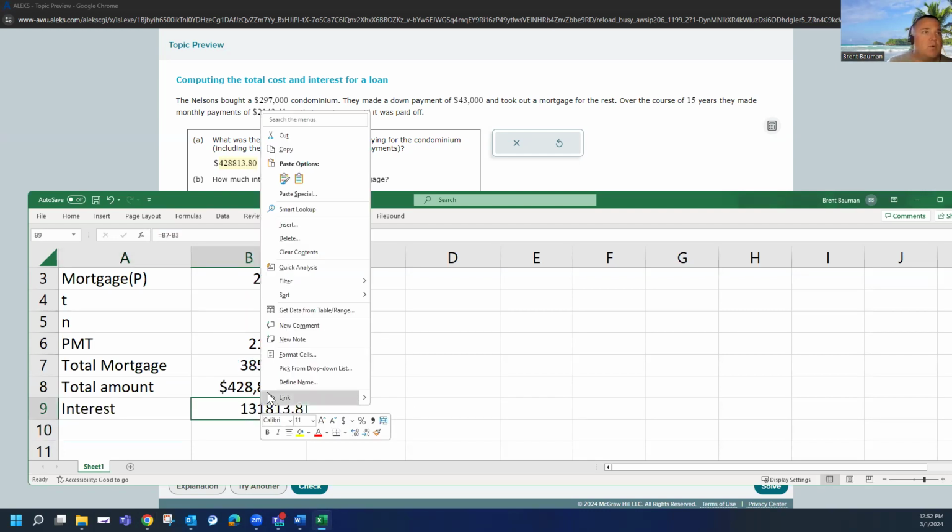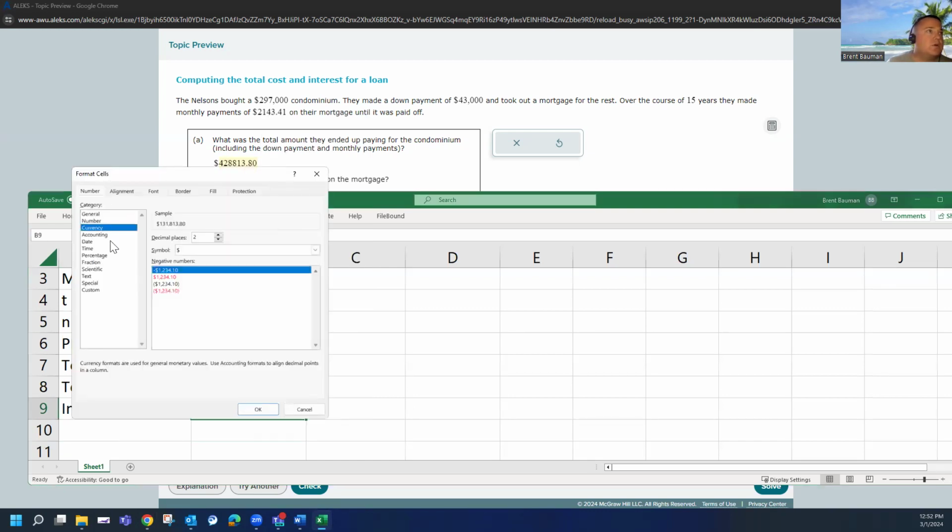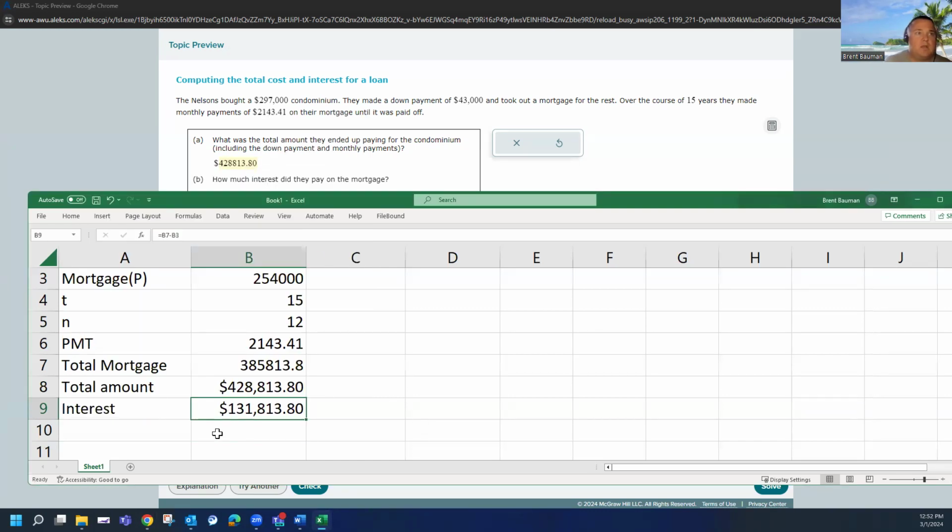And again, we can format this into currency. And we have $131,813.80 for just the interest.